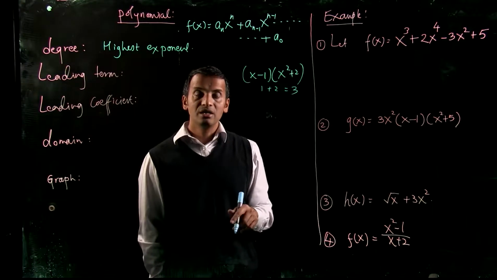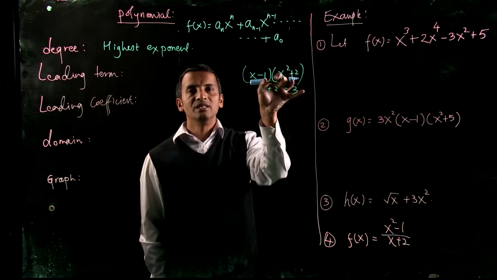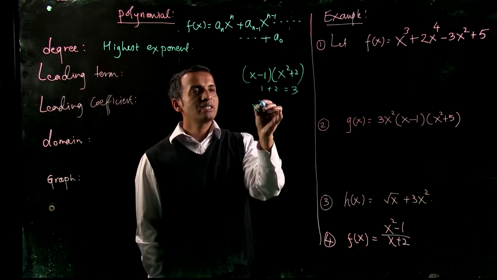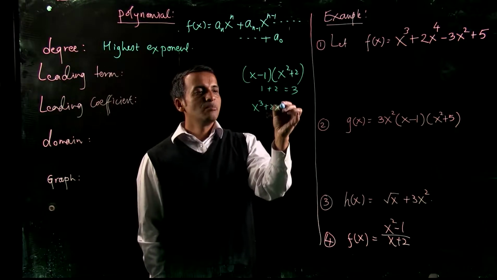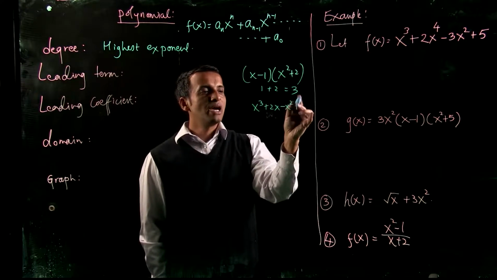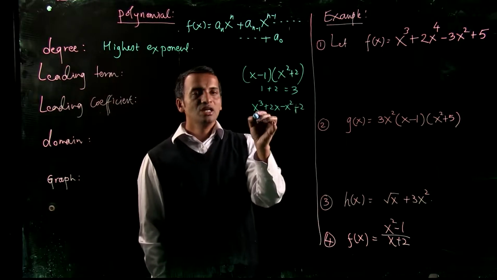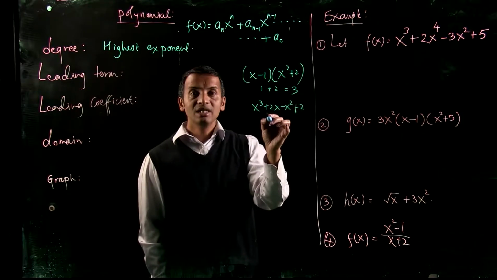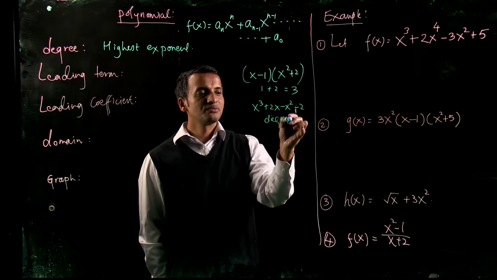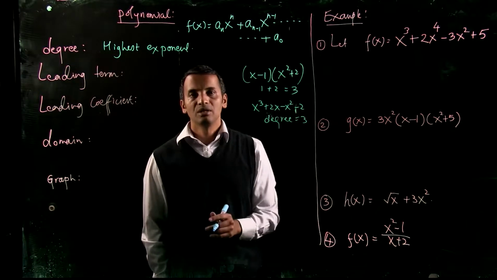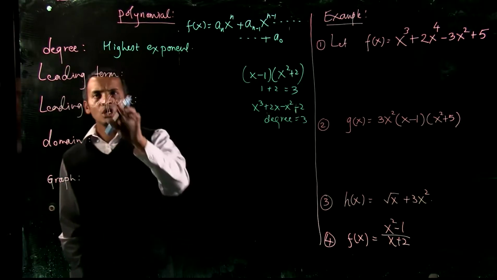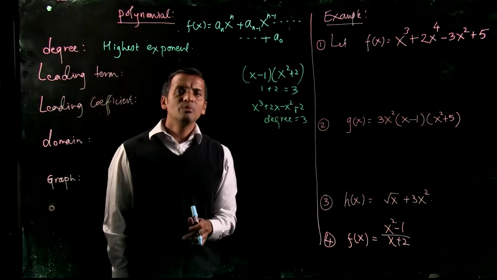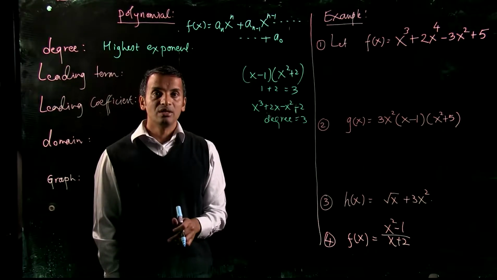This is one way of finding the degree. The other way is to FOIL it. If you FOIL this, you will get x cubed plus 2x minus x squared minus 2. What is the highest exponent? It is 3, so the degree is 3.